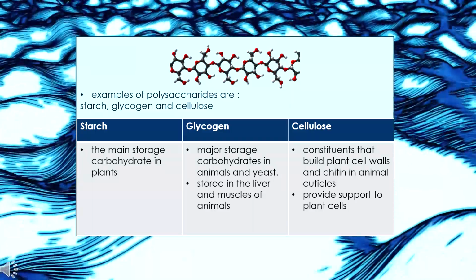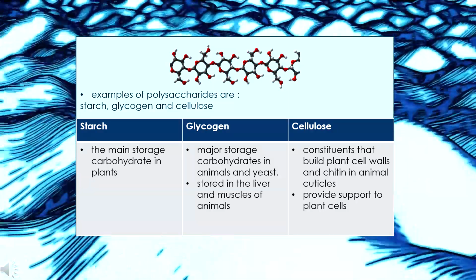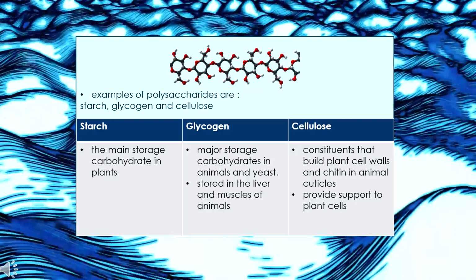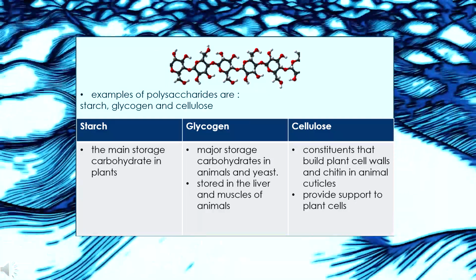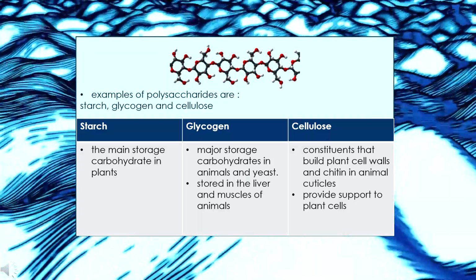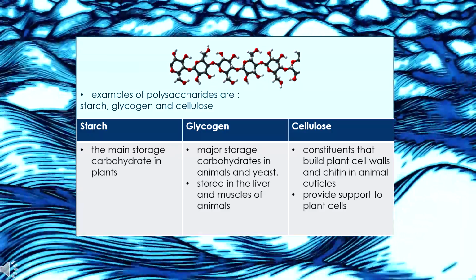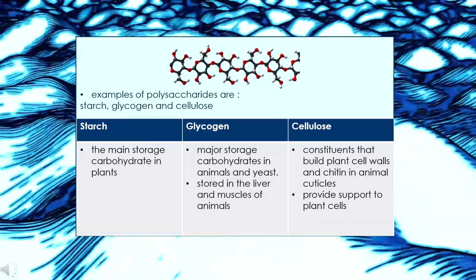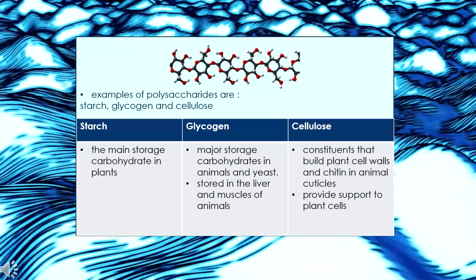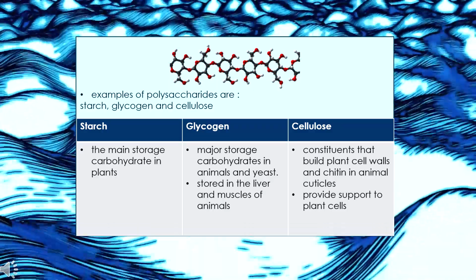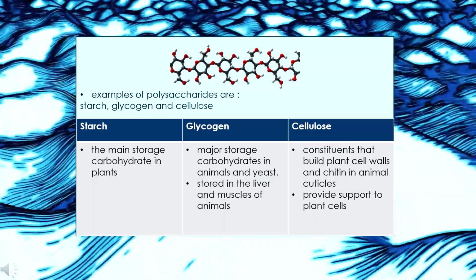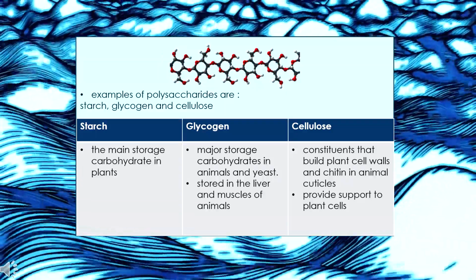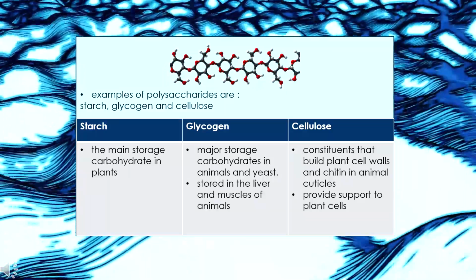Starch is the main storage carbohydrate in plants. It is formed by the condensation of amylose and amylopectin. It is found largely in plants, fruit, and seed. Next is glycogen. Glycogen is the major storage carbohydrate in animals and yeast, stored in the liver and muscle of animals. It is made up of a large chain of molecules. It can be found in animals and fungi.